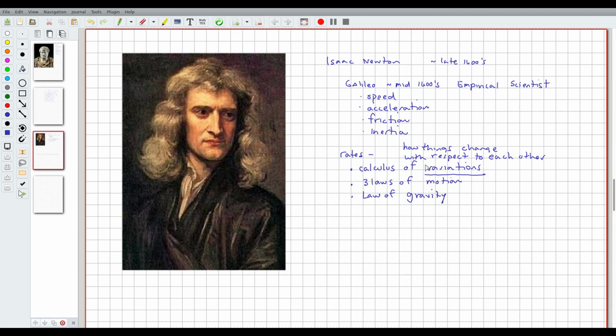Now, the calculus of variations we just call the calculus today. However, that's kind of a misnomer. Calculus just means a calculating framework. That's the variations thing, like I said before. That's the important part.